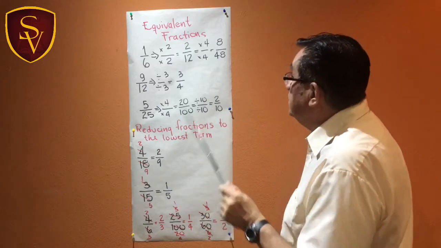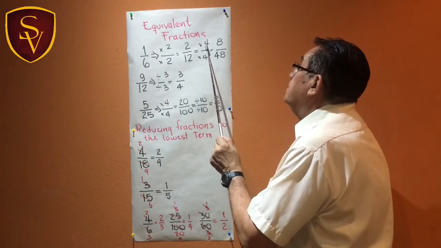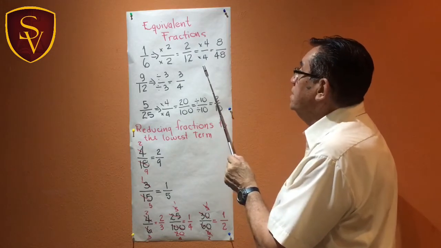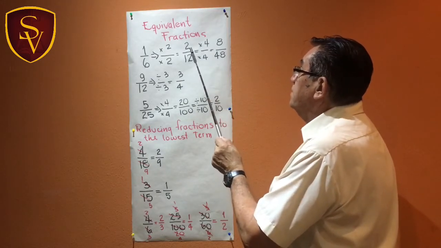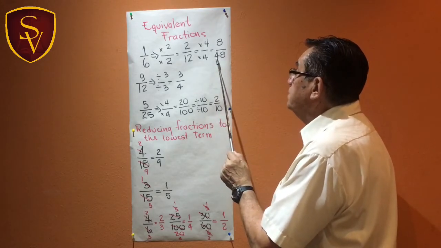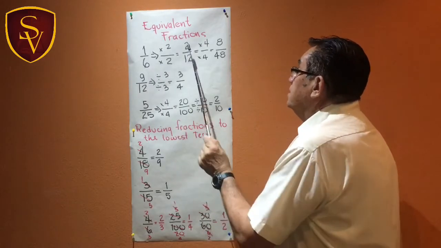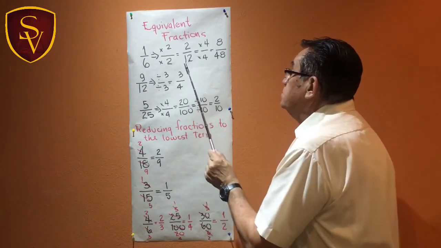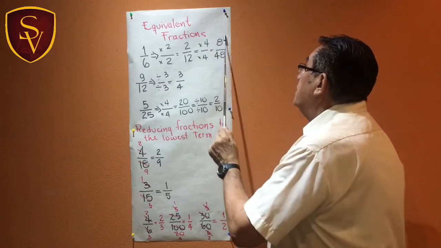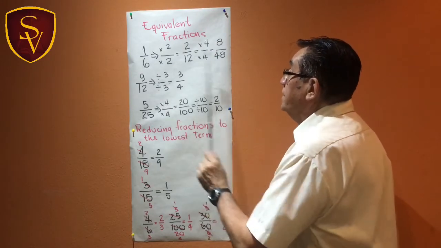If I multiply this number again with the same number in the numerator and the denominator, if it's 4, I can multiply 2 times 4 equals 8, and 12 times 4 equals 48. Then we can say that 1/6 is equivalent to 2/12 and also equivalent to 8/48. So these numbers are equivalent.